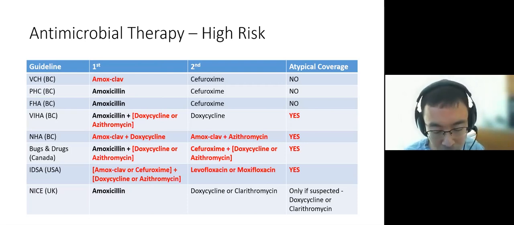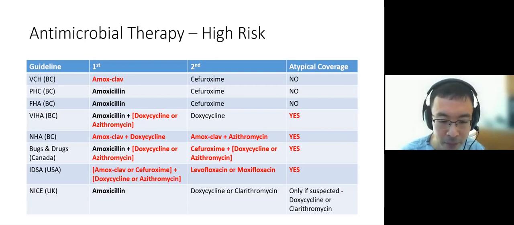Other guidelines suggest the addition of either doxycycline or azithromycin for atypical coverage on top of amoxicillin. VCH broadens the treatment to amoxiclav. Northern Health Authority and IDSA broaden therapy to amoxiclav and add atypical coverage. So I know it's very confusing. I would just follow your local guidelines.